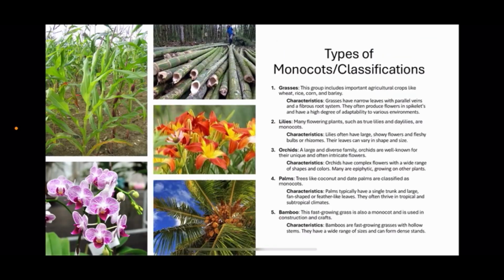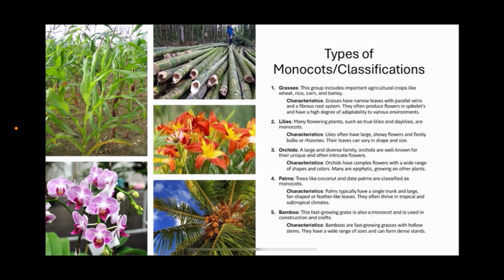Types of monocots and classifications. Grasses are one type of monocots. This group includes important agricultural crops like wheat, rice, corn, and barley. Characteristics of grasses: grasses have narrow leaves with parallel veins and a fibrous root system. They often produce flowers in spikelets and have a high degree of adaptability to various environments.